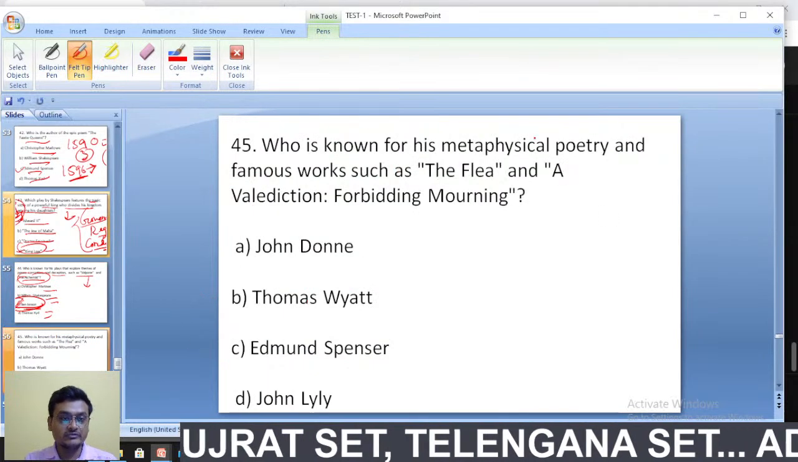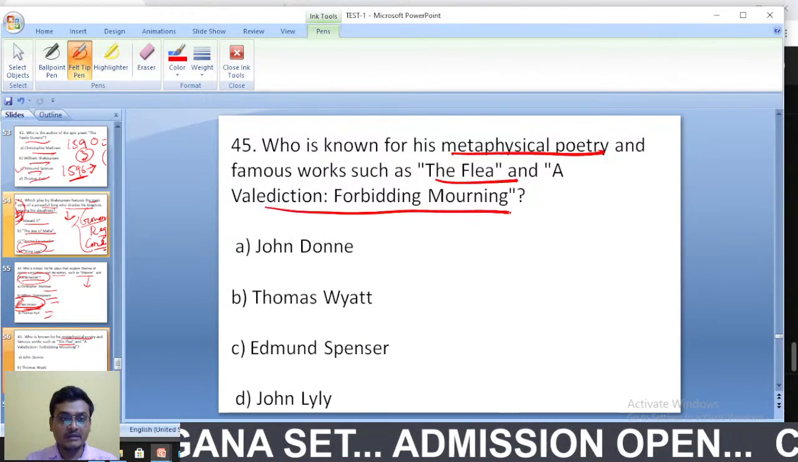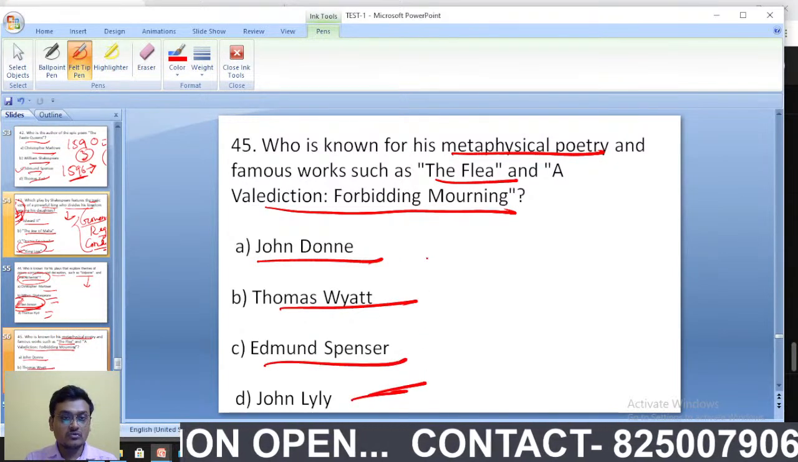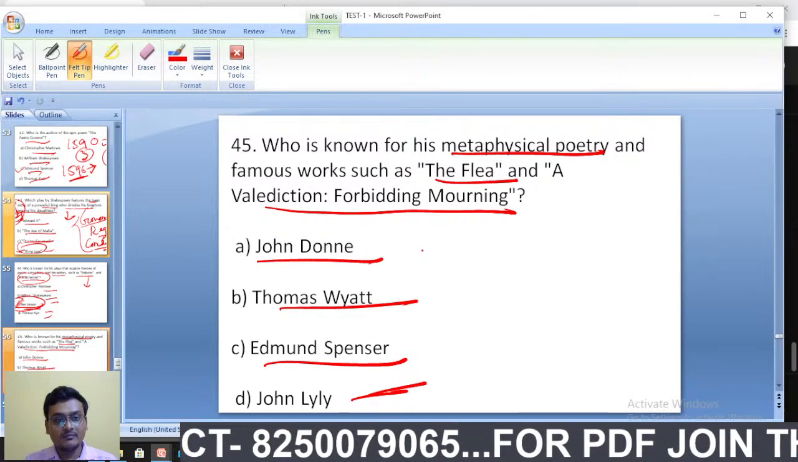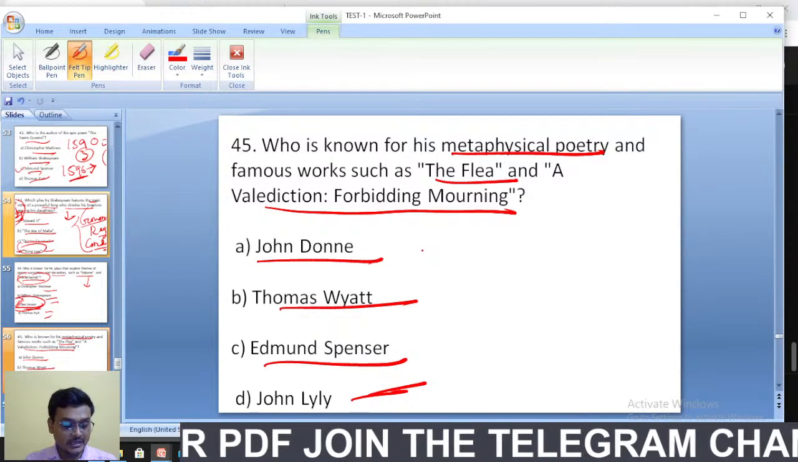Next question here, 45. Who is known for his metaphysical poetry called A Flea, A Valediction Forbidding Mourning? John Donne, Thomas Wade, Edmund Spencer, John Lilly. The poet of works like The Flea and The Valediction Forbidding Mourning.